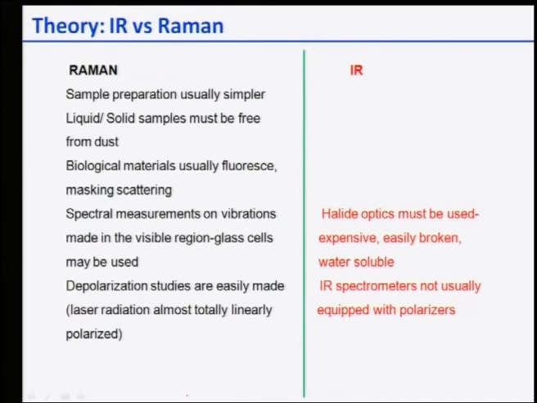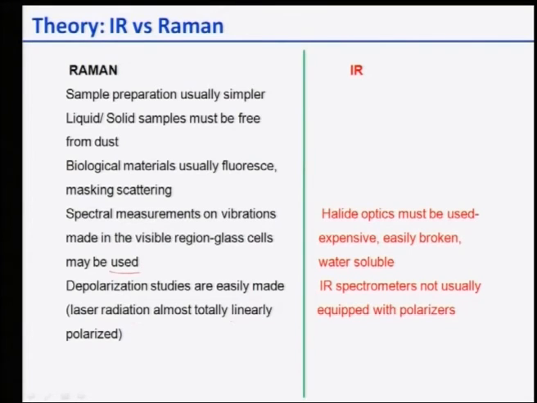To put it in a much better way, Raman scattering sample preparation is usually simpler. A liquid or solid sample must be free of dust, and in IR you cannot do that. Biological material, which usually flows, and masking scattering are also possible, which are not possible in IR. Spectral measurements on vibration modes in visible regions can use glass cells, and depolarization studies are easily made.